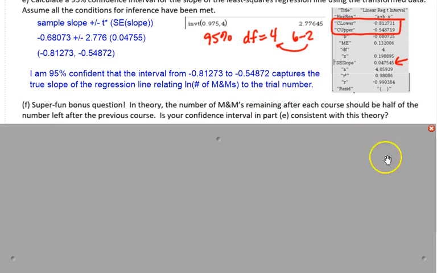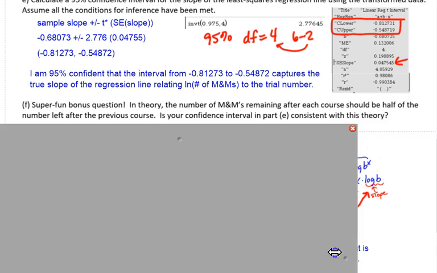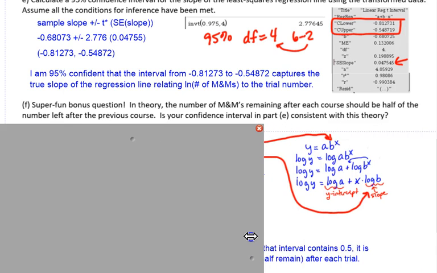If we are looking at the original equation, that half would show up right here. In other words, the equation of our line should be about this. Y equals the original number of M&Ms, which is about 58, times 1/2 to the x power. So we would expect that we start with 58 and we lose about half each time. That should be basically what our equation looks like.